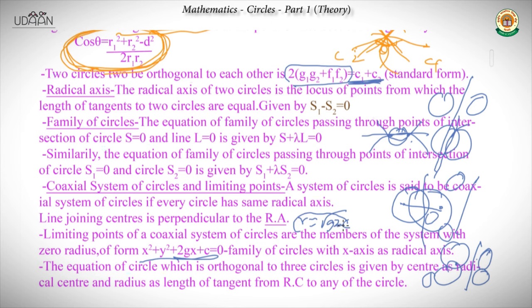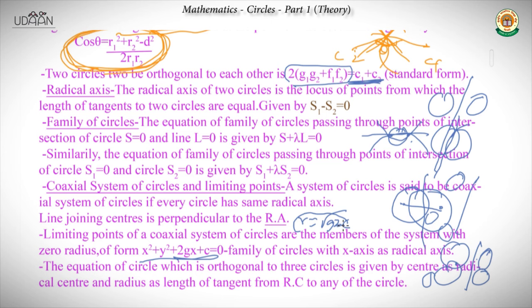Next, very important, and we'll be using this in the questions also: the equation of the circle which is orthogonal to three given circles is a circle whose center is the radical center of those three circles, and whose radius is the length of the tangent from the radical center to any of the circles.